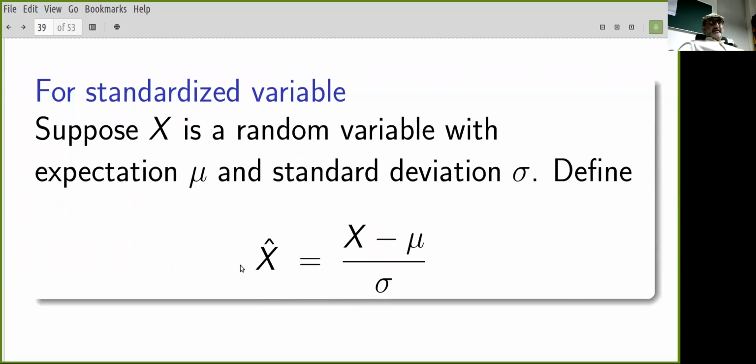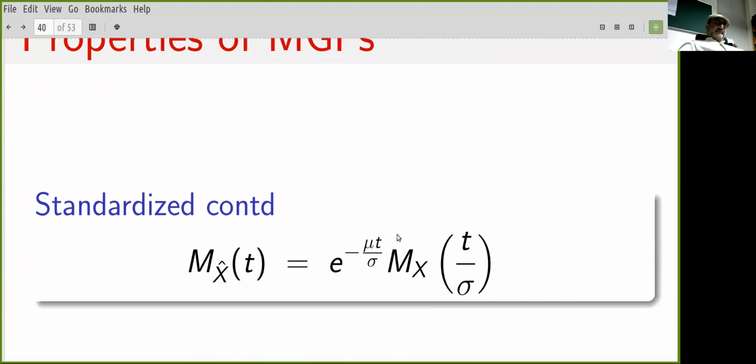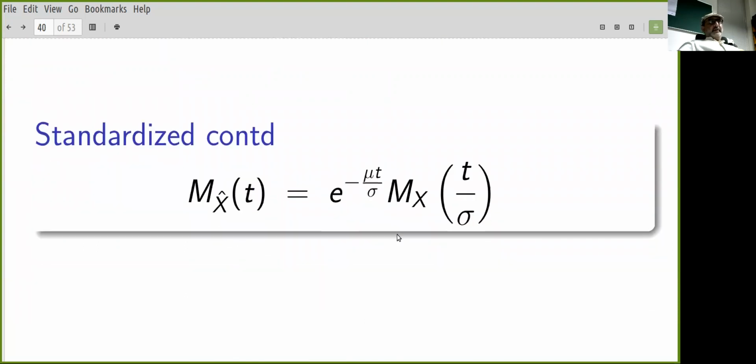Now, how are the MGFs of x hat and x related? Well, if you use what we considered before, then the MGF for x hat is equal to e to the minus mu t over sigma times the MGF for x evaluated at t over sigma.